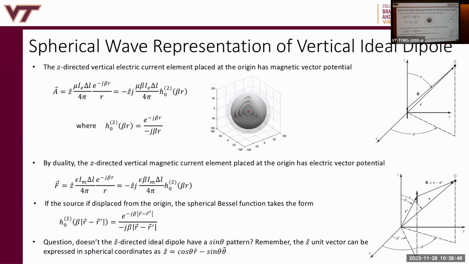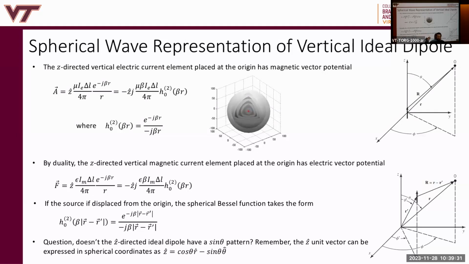Okay, we can also use duality to find the z-directed vertical magnetic current element placed at the origin using its electric vector potential. So we use duality, we get here, right? All right, so if the source is displaced from the origin, then the spherical Bessel function. So remember, when you see these spherical Bessel functions, which are lowercase, they're all related to the capital J or H, right? There's just some coefficients. And there's a reason for those coefficients. The coefficients give you the right decay, right? So you'll see that the relationship between little h and capital H is some kind of square root of 1 over r dependence, proportionality, right?